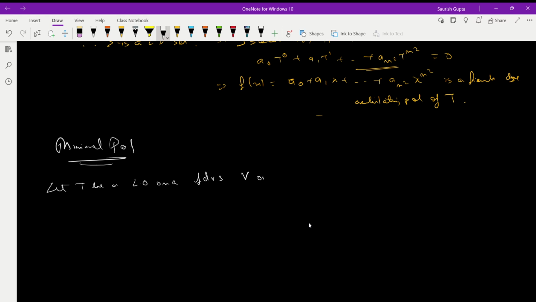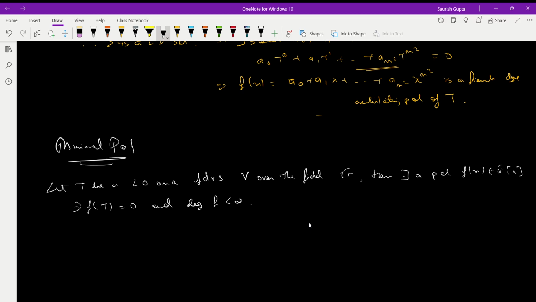So this comes to the next immediate concept, which is the concept of a minimal polynomial. We introduce that in this form. Let T be a linear operator on a finite dimensional vector space V over the field F. Then there exists a polynomial f(x) such that f(T) is 0 and the degree of f is finite.